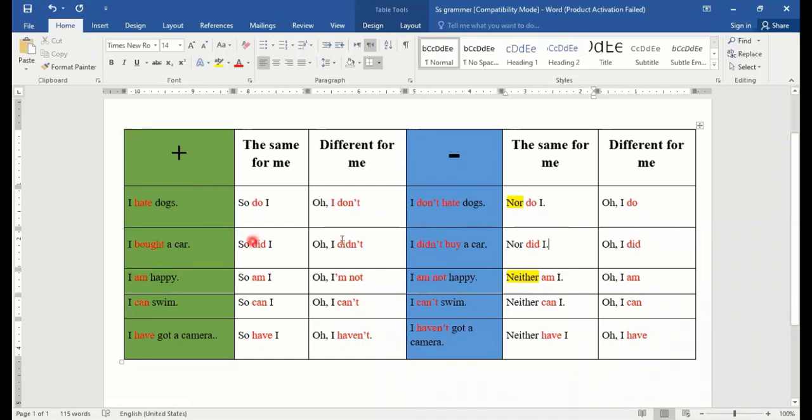So the main idea here: if you have a verb, you put the auxiliary, do or did. If you have a past verb, you put did. If you have the verb to be, you put the verb to be. With a modal verb like can, you put can. So this is the same: so do I, so did I, so can I. When you have "oh," that means it's the opposite. That means I'm surprised. "I hate dogs." "Oh, I don't hate dogs." For example, "I am not happy." "Oh, I am happy."